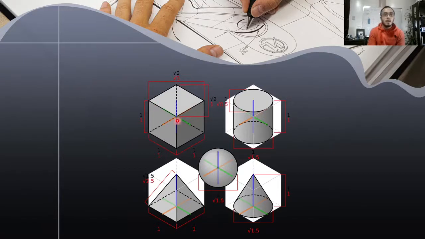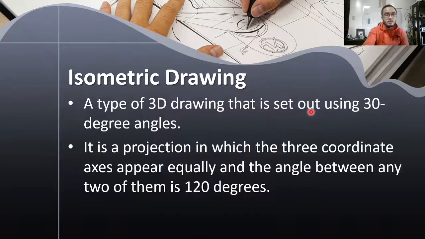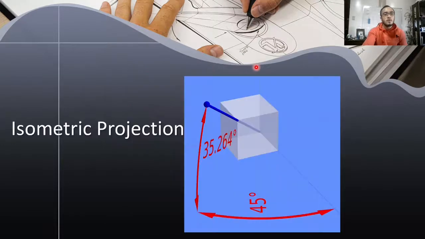So this would be a cube, this would be a cylinder, this would be a pyramid, this would be a cone, and this would be a sphere, projected isometrically. So is isometric drawing the same as isometric projection? Somehow it is the same, the point of view would be the same.